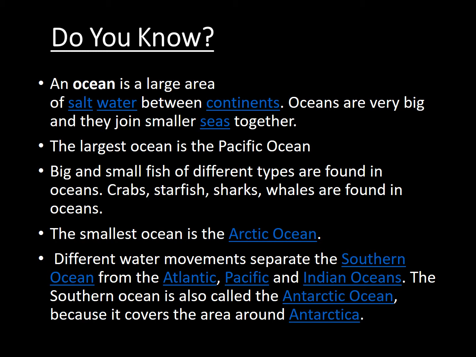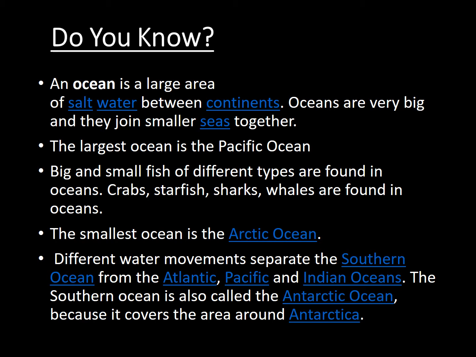The largest ocean is the Pacific Ocean. Big and small fish of different types are found in oceans. Crabs, starfish, sharks, and whales are found in oceans. The smallest ocean is the Arctic Ocean. Different water movements separate the Southern Ocean from the Arctic, Pacific and Indian Oceans. The Southern Ocean is also called the Antarctic Ocean because it covers the area around Antarctica.